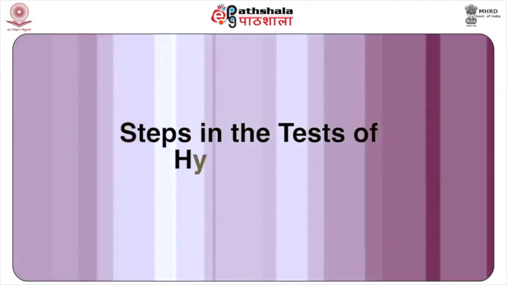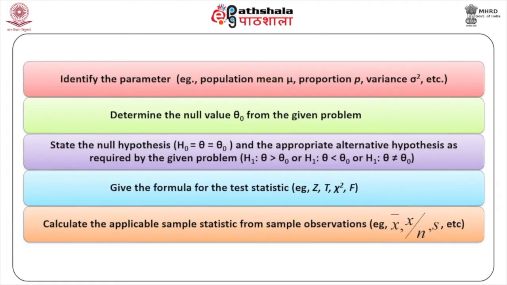The decision rule for deciding whether to reject or not to reject the null hypothesis depends on the specified rejection region. Steps in the test of hypothesis. First, identify the parameter phi, for example, population mean mu, proportion p, variance sigma square, etc. Second, determine the null value phi naught from the given problem. Third, state the null hypothesis H naught: phi equals phi naught and the appropriate alternative hypothesis as required by the given problem, which can be H1: phi greater than phi naught, or phi less than phi naught, or phi not equal to phi naught.